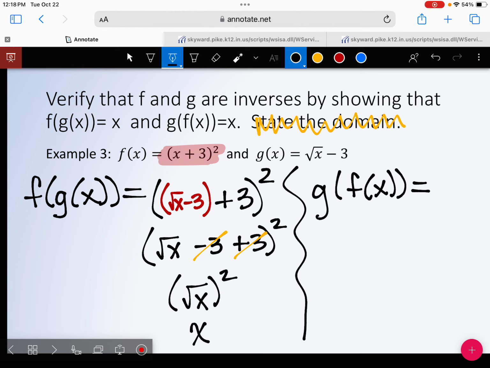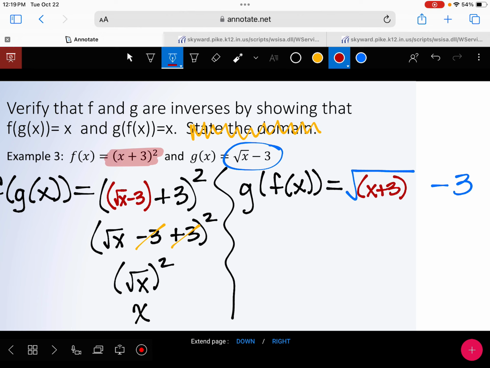So on the quiz, you can't just say it's X. You have to actually show the steps. How do we get to X? All right, last question, and then we'll be finished for today. I'm going to write my G function. So this is my G function. I have the square root of something minus 3. And the something is f of x. So underneath the square root, I'm going to put x plus 3 squared.